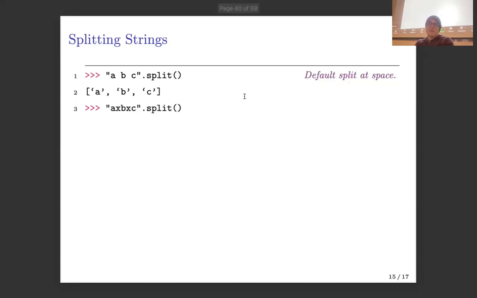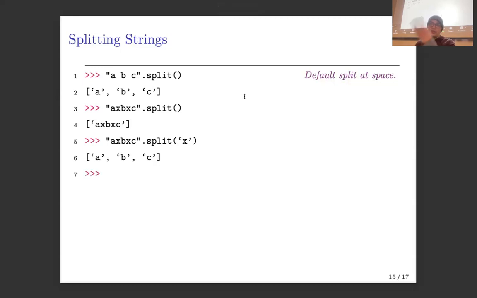If you split and there are no spaces, you're just going to get the same word back. You can actually split on anything that you want. Right? I can say split on X. I get A, B, and C. Notice that the X's have been removed. I can split on more than one character, right? Because we don't even have a notion of characters in Python. This is going to be A, X, and C because we've split on this.